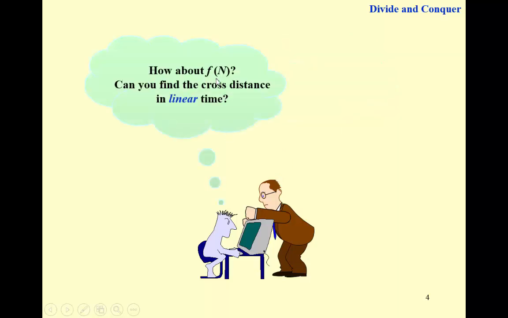And how about that combined part? How about that f of n? F of n is the time taken to find the cross distance. Okay? So the key is whether or not we can find the cross distance in linear time.